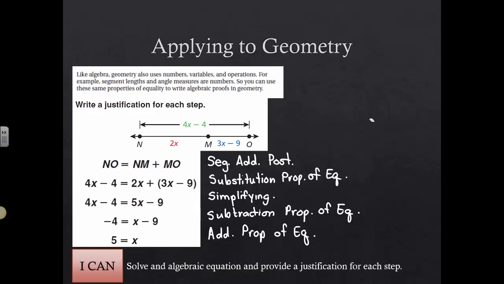Now lastly, instead of leaving it as 5 equals x, I would probably say for my next step, that means x equals 5, and I am using what we call the symmetric property of equality. And we've just done a combination of geometry and an algebraic proof.